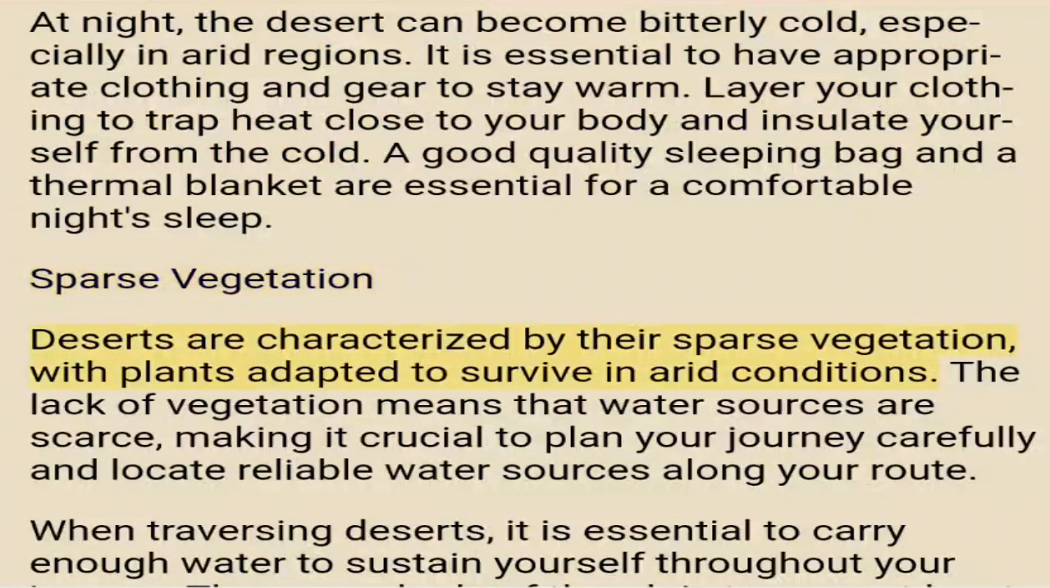Sparse vegetation. Deserts are characterized by their sparse vegetation, with plants adapted to survive in arid conditions. The lack of vegetation means that water sources are scarce, making it crucial to plan your journey carefully and locate reliable water sources along your route.